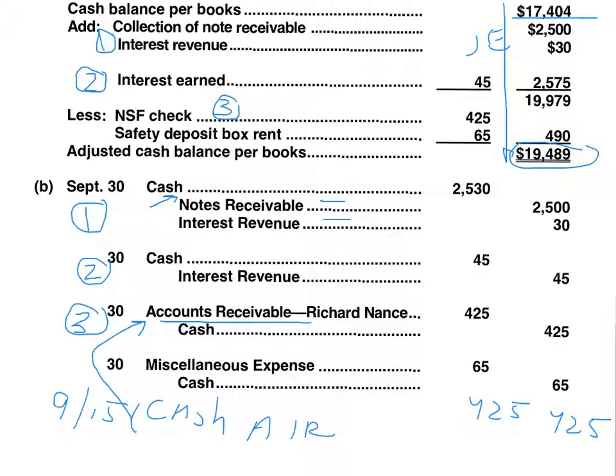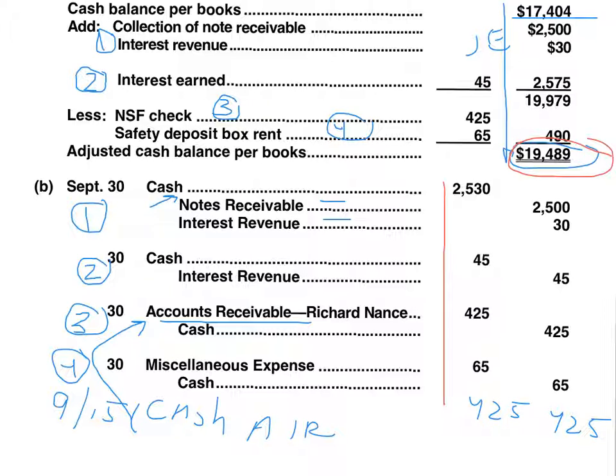Now the fourth journal entry will be for your safety deposit box rent. Very simple journal entry when you debit miscellaneous expense or bank expense for $65 and credit cash for $65. Now finally, once you got all these journal entries in the journal, and then they will be automatically, if you have an automated system, posted into the ledgers and follow through into the trial balance, your cash balance will be this.